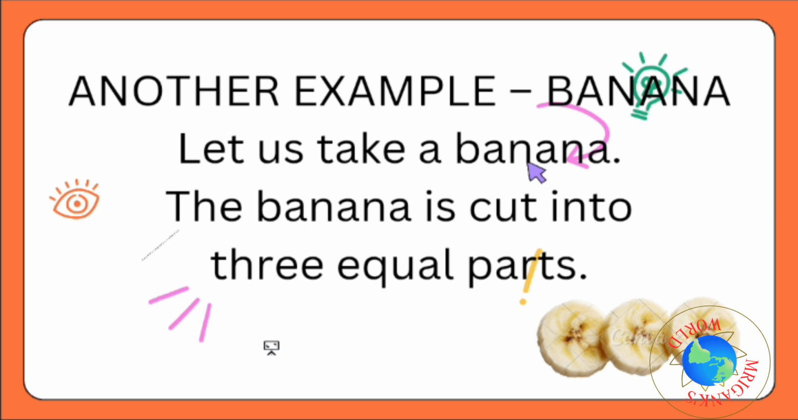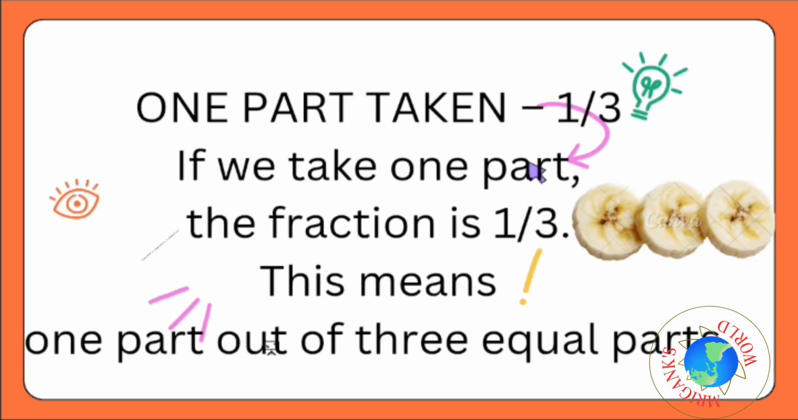Another example, banana. Let us take a banana. The banana is cut into 3 equal parts. One part taken, 1 by 3. If we take one part, the fraction is 1 by 3. This means one part out of 3 equal parts.